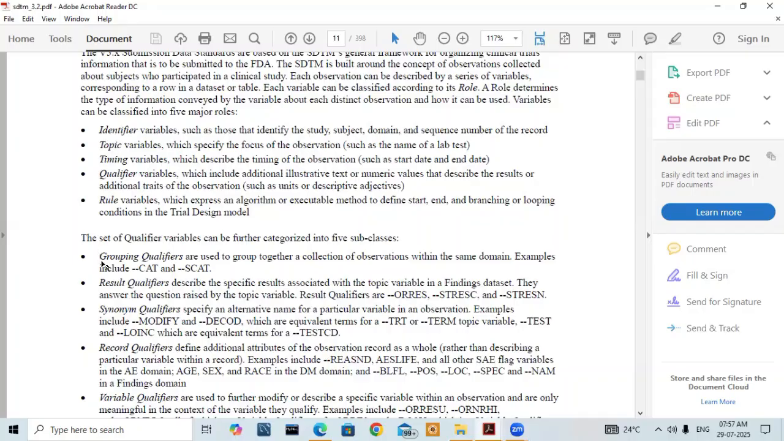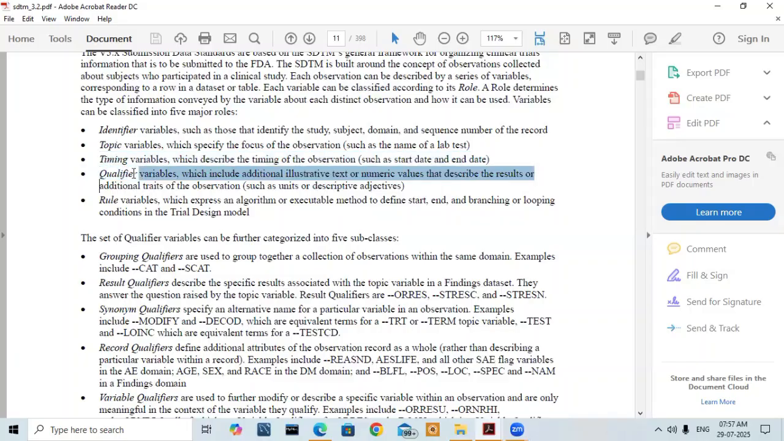Yes or no? For example, one person is there, and I am telling only the ID. So you will not get the full information about the person. If you want the full information, I have to tell the ID, the name, the age, and other details like the sex of that person, whether male or female. Then only you will get the full information. That additional information, whatever you are giving, is nothing but qualifier variables.